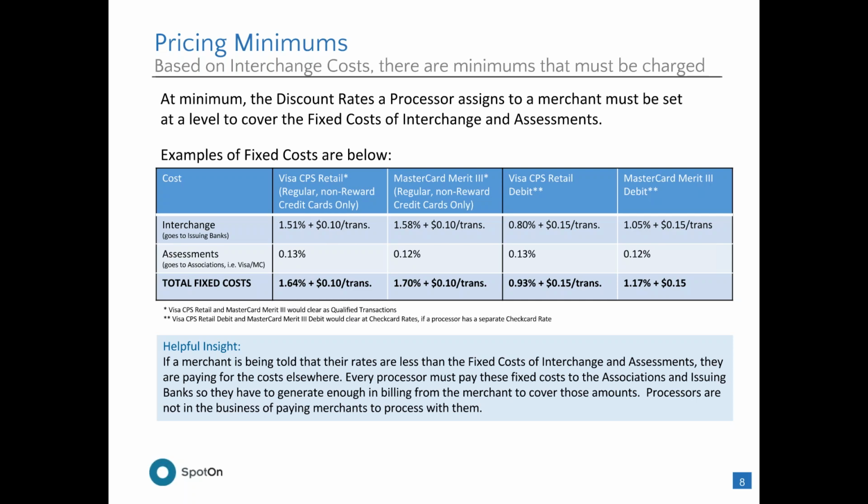There is no way you can beat my rate. If a merchant tells you that, and you see here that fixed costs within our industry are 1.64% and 10 cents per transaction, do you think it's really possible that they're only paying 1%? I would venture to say no, because processors, as I mentioned, are businesses. No processor is going to charge a merchant less than fixed costs.